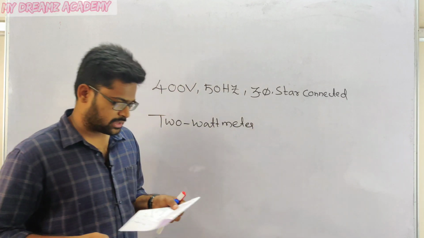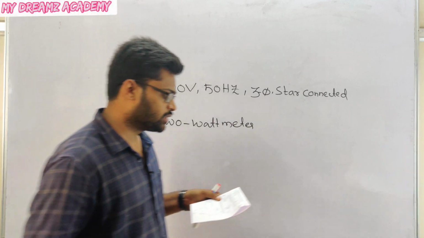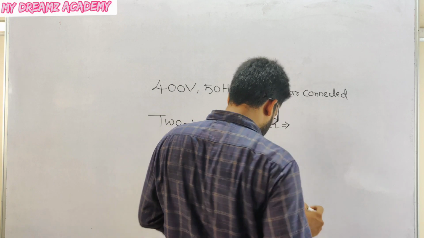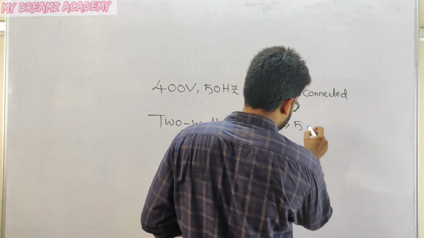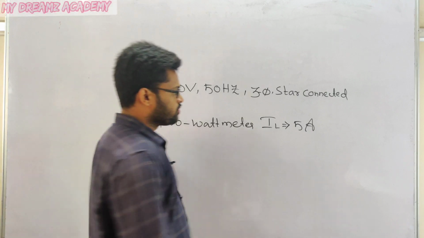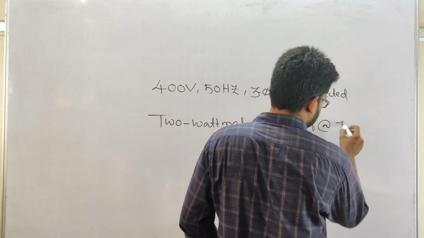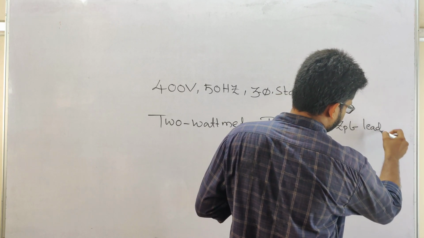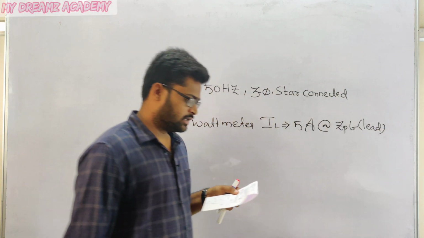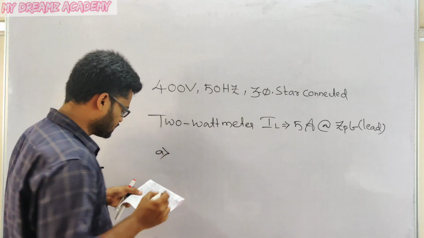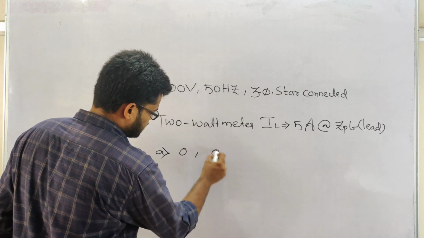2 wattmeter method. The current drawn by the load, IL, is equal to 5 amperes. At 0 power factor, at ZPF leading, what are the readings of both wattmeters? Option A: 0, 0.